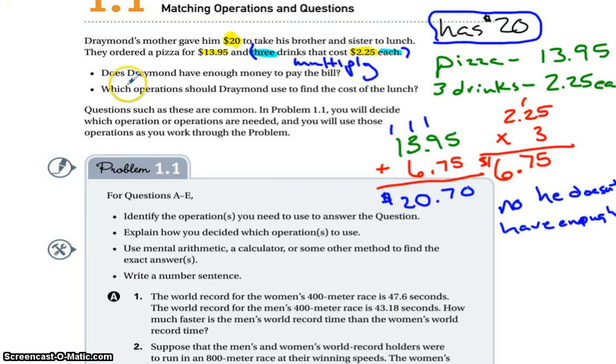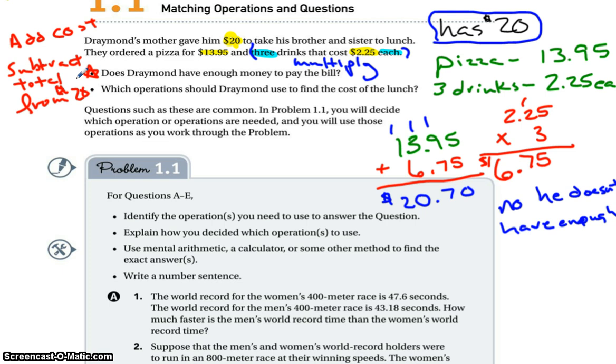Then, does he have enough money to pay the bill? Well, in order to figure out if he has enough, we would need to add our costs. So this question right here told me that I should add my costs together, okay, for the drinks and the pizza, and then I would need to subtract the total from 20.